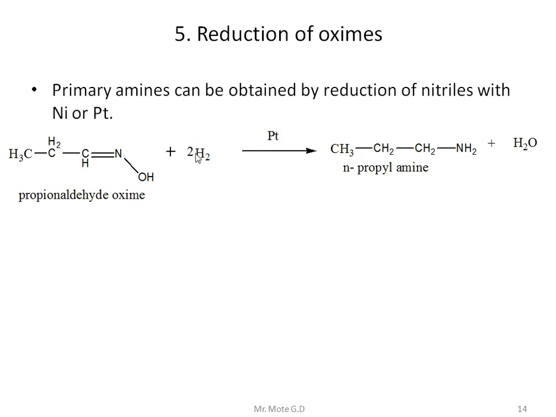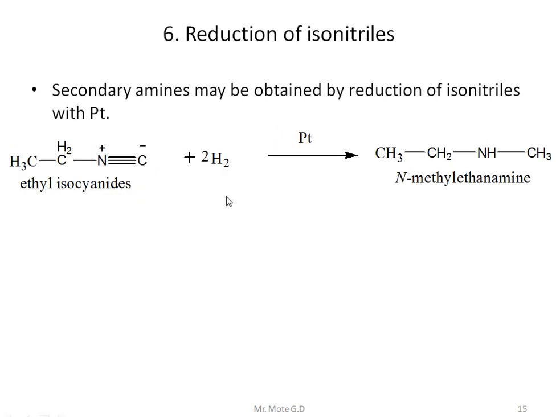Same method, we are applying reduction in presence of platinum. OH and H will be liberated as water, and two hydrogens from this attach to this, and one hydrogen out of four hydrogens will be migrated towards it, and it will produce N-propyl amine. That is the reduction of oximes.